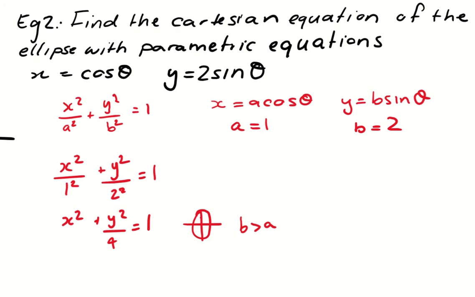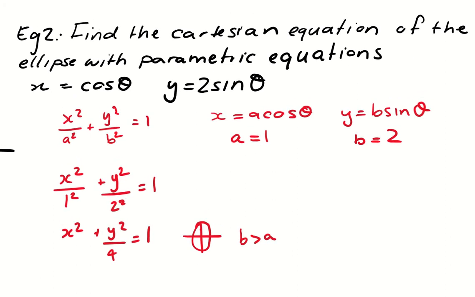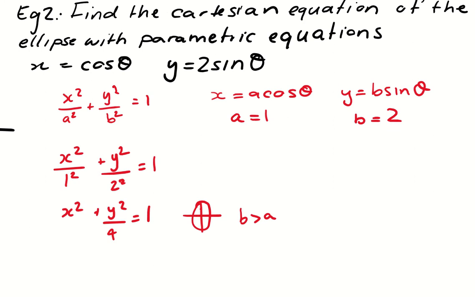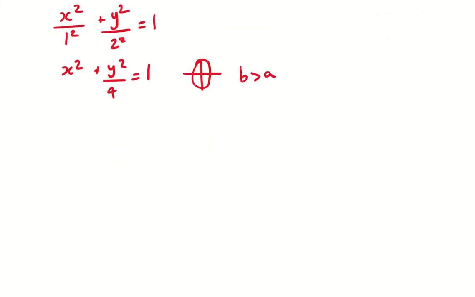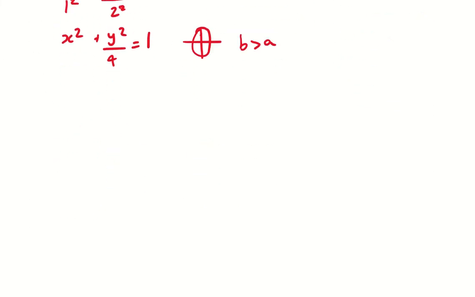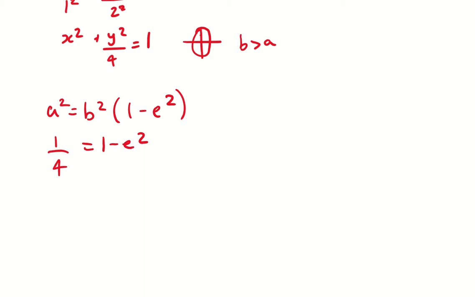Now we've just got to work out, alright, well, what is going to be my focus and my directrix? And that all comes from knowing eccentricity. So our eccentricity formula is a squared equals b squared bracket 1 minus e squared. Subbing it all in, I'm going to have 1 on 4, bring that over, is equal to 1 minus e squared. So e squared is equal to 1 minus a quarter. So e is going to be root 3 on 2.